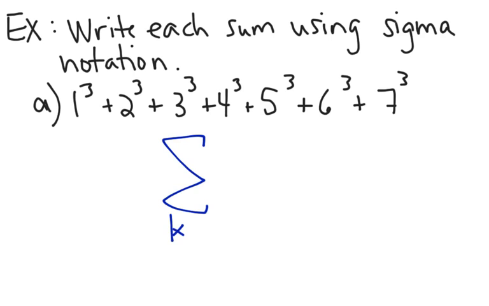Now, the starting value, I want you to look at this sequence very carefully. What's the only thing that's changing? Well, the only thing that's changing is the base of those exponential terms. So the first number is going to be 1 because we have 1 to the third. The last number in the sequence is 7 to the third, so we're going to go all the way to 7. Well, what are we plugging in? K. And notice that all of them have an exponent of 3. So the summation notation that reflects this sequence is the sum from k equals 1 to k equals 7 of k to the third.